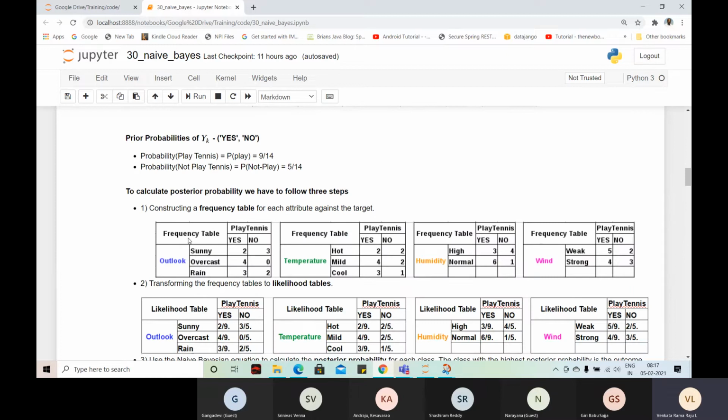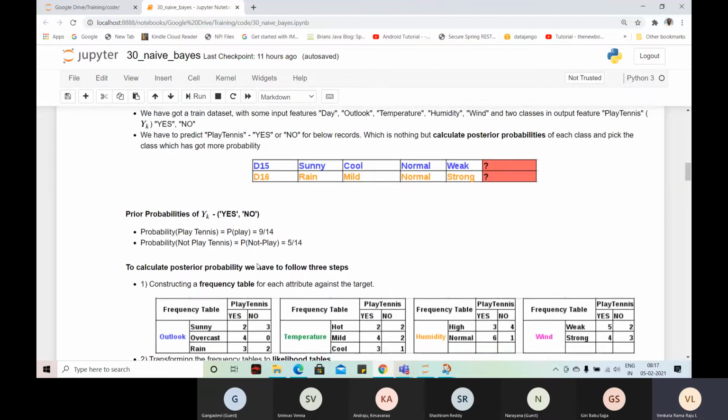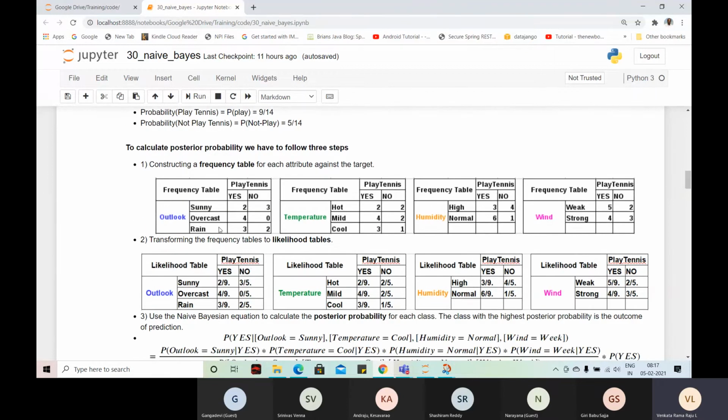There is a concept called frequency tables and contingency tables, likelihood tables. Sorry, likelihood tables. So what is a frequency table? In the Outlook feature, how many sunnies are there, which belong to yes, which belong to no? In the Outlook column, how many overcast are there? How many belong to yes? How many belong to no?